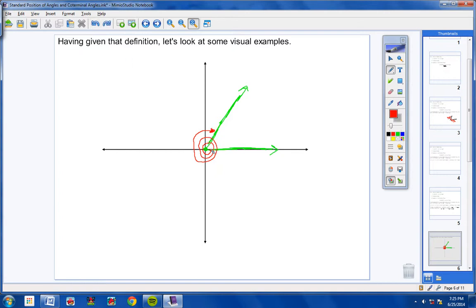We started here, and we went around once. That's 360 degrees. And then we went around again, that's another 360 degrees, and then look what we did. We went almost all the way around again, and we stopped here. Well, if this little angle here is 60, that means we went around 300 degrees.